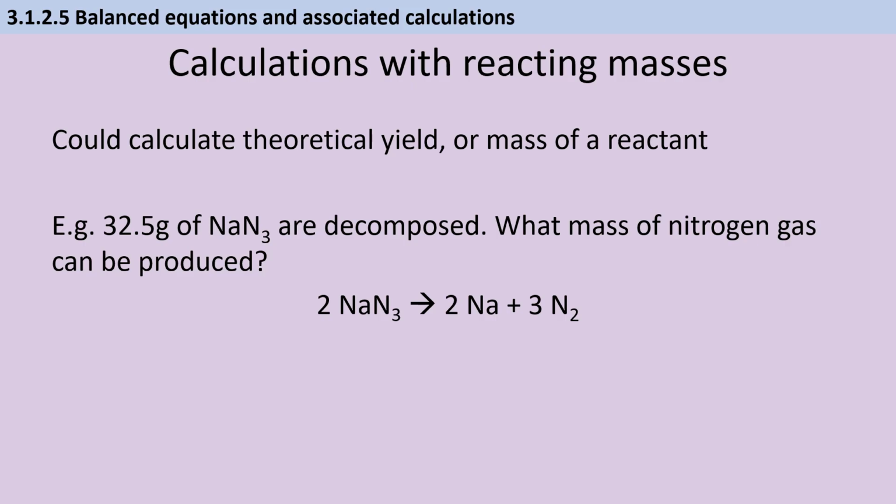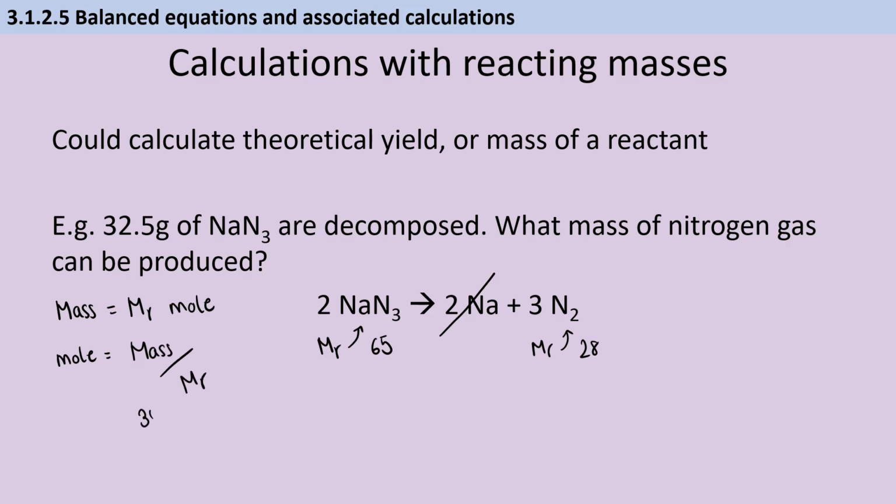Start answering a theoretical yield question by doing your housekeeping and removing anything that's not part of the question, and then writing down the Mr of the other substances. Use mass = Mr × moles to work out the number of moles of the substance that you do have the mass for. So here I'm going to find that I have 0.5 moles of sodium azide.